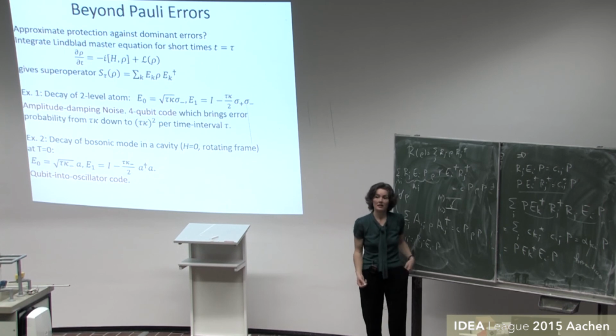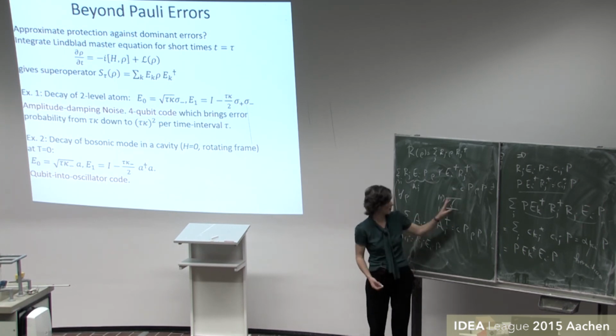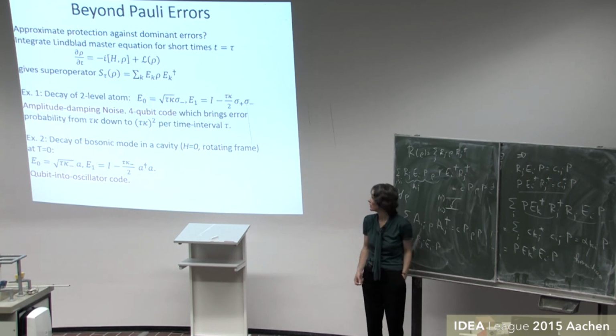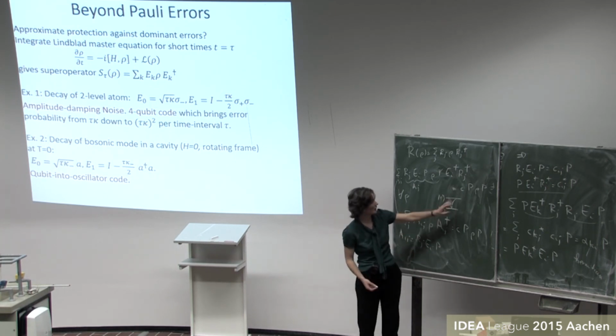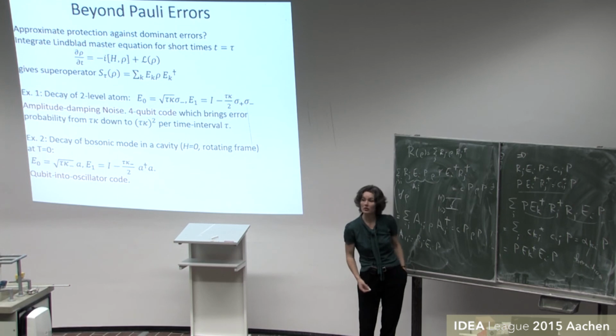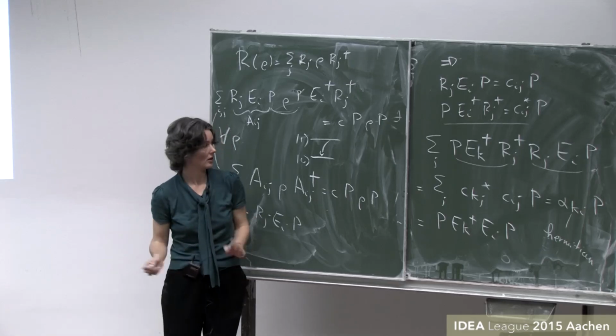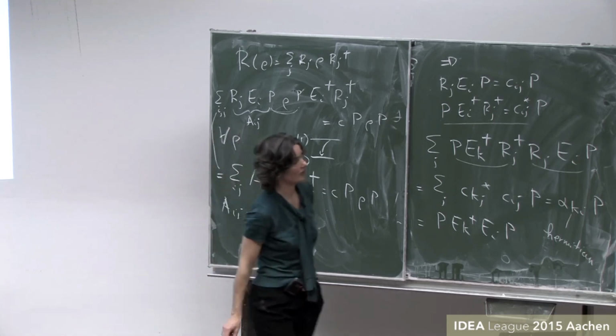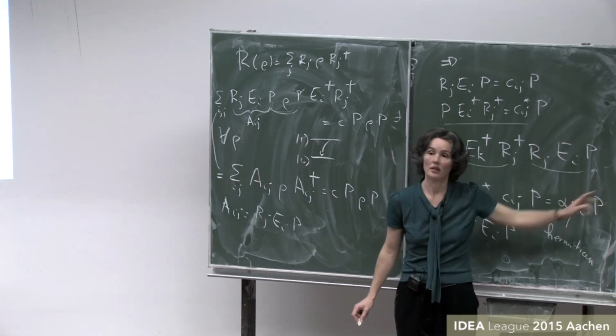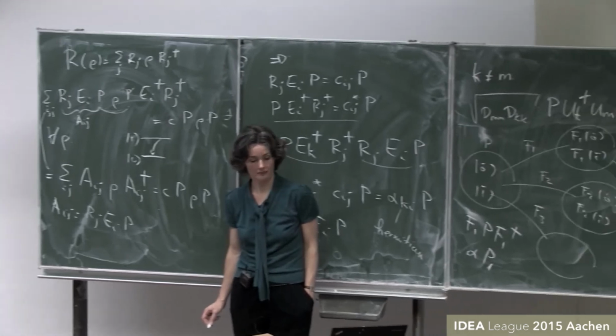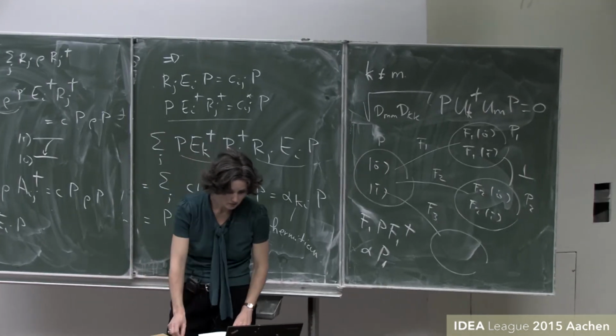Now, that is not a Pauli channel. That super operator is not a mixture of Paulis. And there is a special 4-qubit code that can correct a single amplitude damping error, whereas no 4-qubit code can correct for single-qubit Pauli errors. So I want to discuss that.